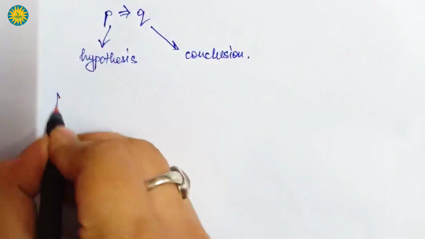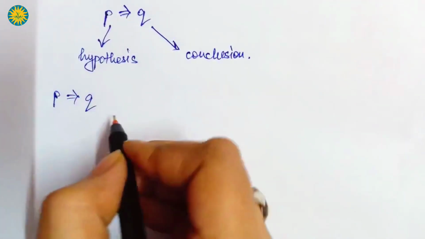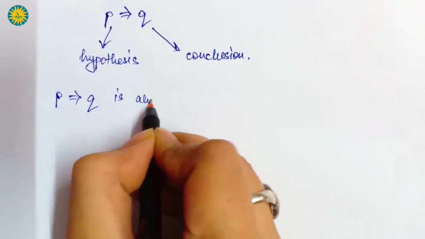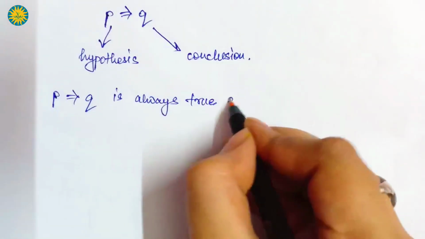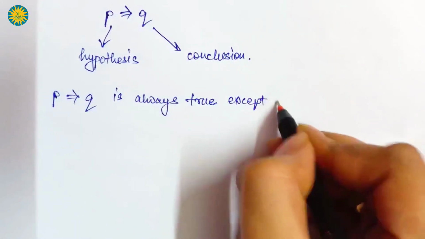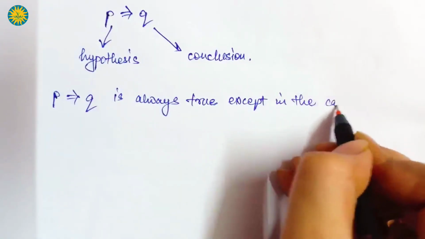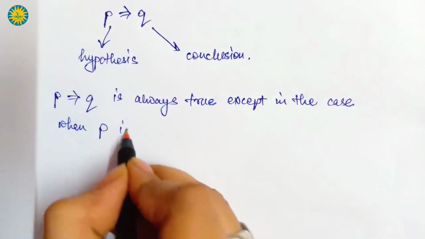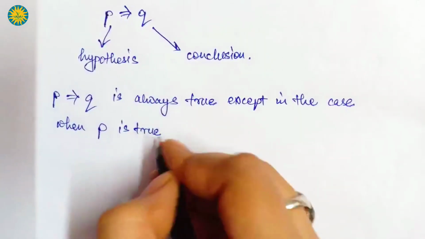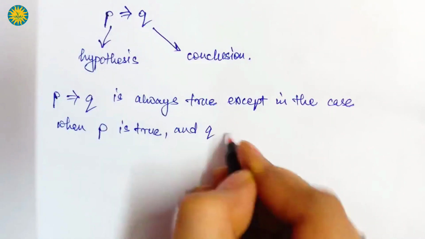So P implies Q is always true except in the case when P is true and Q is false.